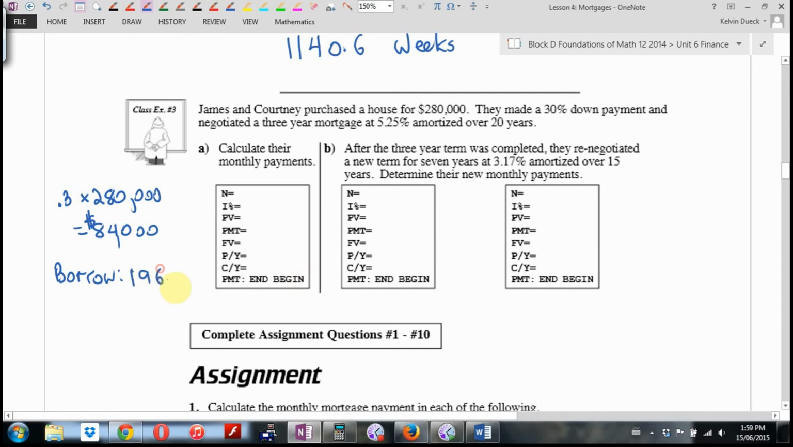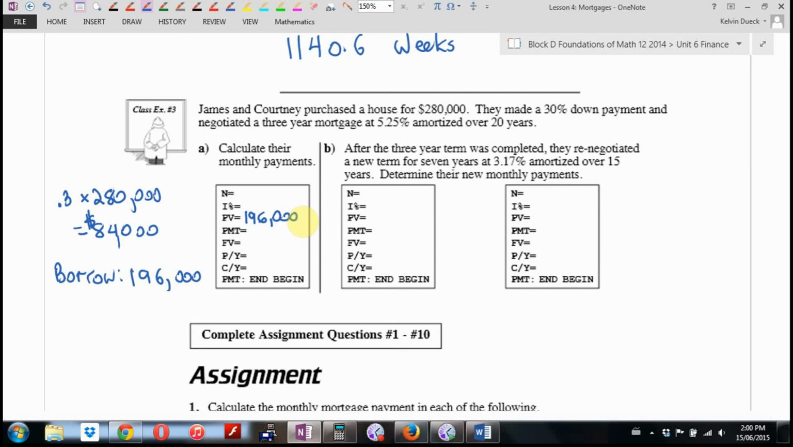$196,000? Okay. So that's going to be the present value of this loan, $196,000. Why positive? Because they're getting that money from the bank. What's the interest rate? 5.25. What's N? 20 years and it's monthly payments, so times 12, which I think is going to be 240.